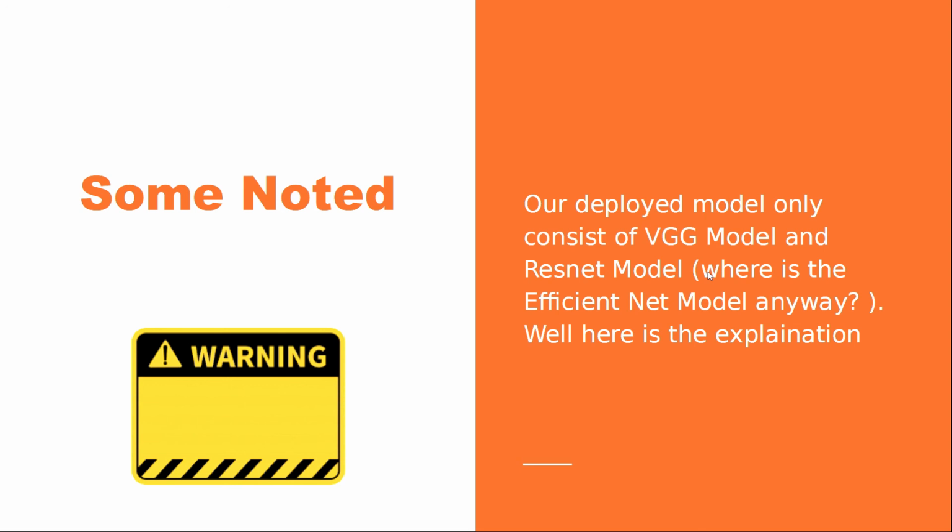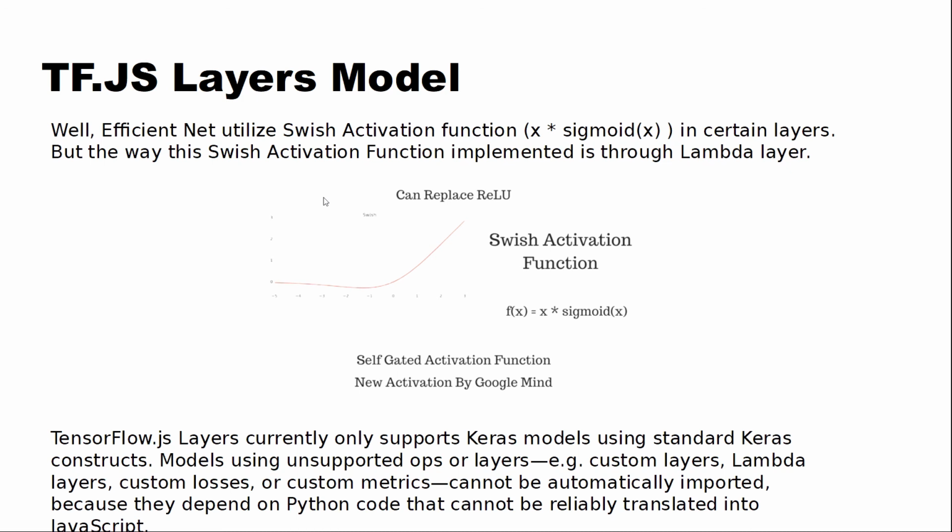Our deployment will only use the VGG model and the ResNet model. So there are only two models that we have used in this project. And here is the reason why I use TensorFlow.js. Well, it is because EfficientNet utilizes the Swish activation function, or we can call it a sigmoid function, in certain layers. But the way this Swish activation function is implemented is through a lambda layer. Here we can see the graphic of the sigmoid function activation.